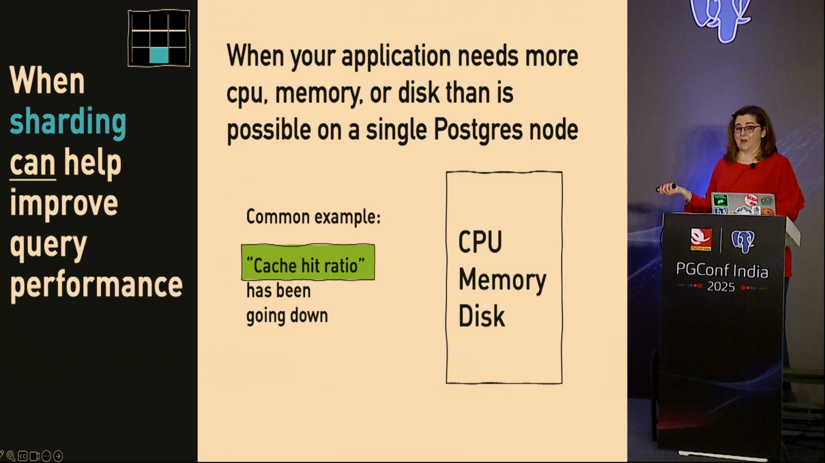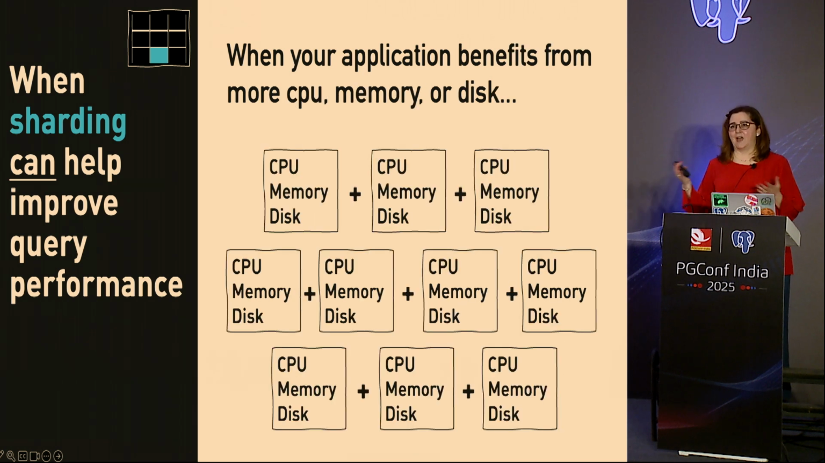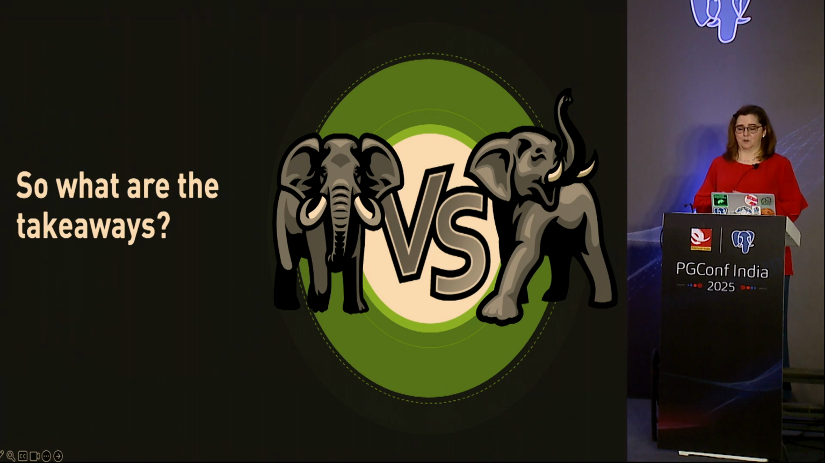But the question is when, and this one might be fairly straightforward. If your queries are slowing down, your tables are getting big, your cache hit ratio has been going down, those are signs that your application needs more memory, needs more CPU than it's getting, and that's when you can benefit from having multiple nodes in a cluster, which sharding can enable you to do with something like Citus. So that's when sharding can help.